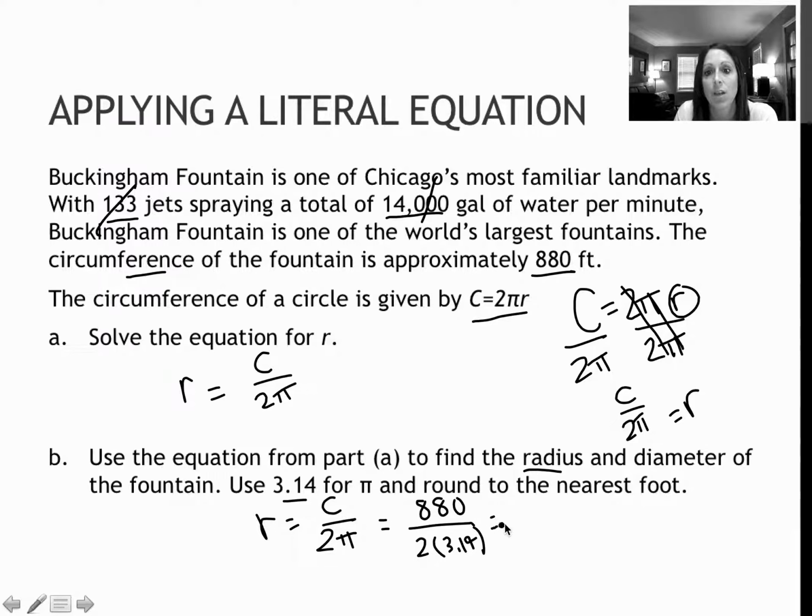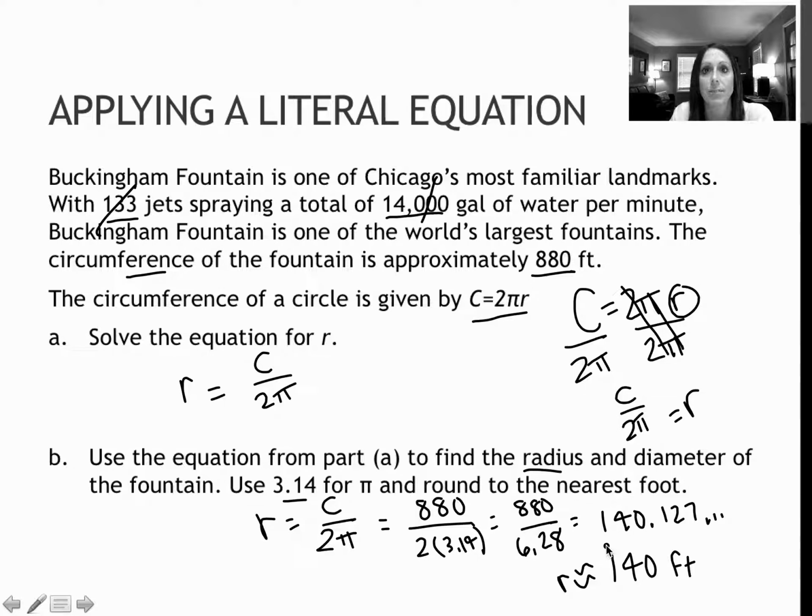So 880 divided by 2 times 3.14. Order of operations says make sure you do that first. This is 6.28. And when I divide, I get 140.127, and it keeps going. But they ask me to round to the nearest foot. And so to the nearest foot, I would look at the 1 and say the 1 says don't round up. So my answer is 140 feet. So the radius is approximately, that's that squiggly equal sign, 140 feet.